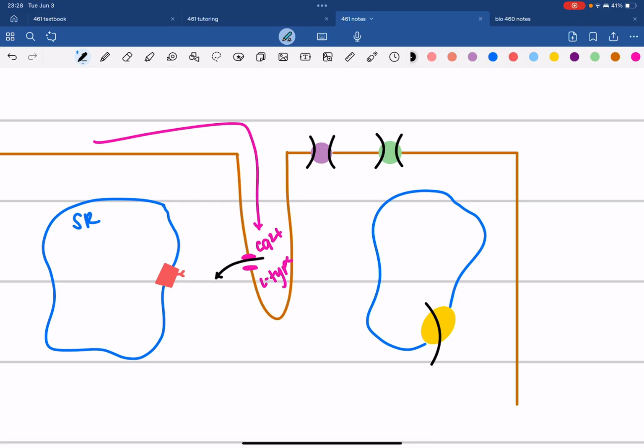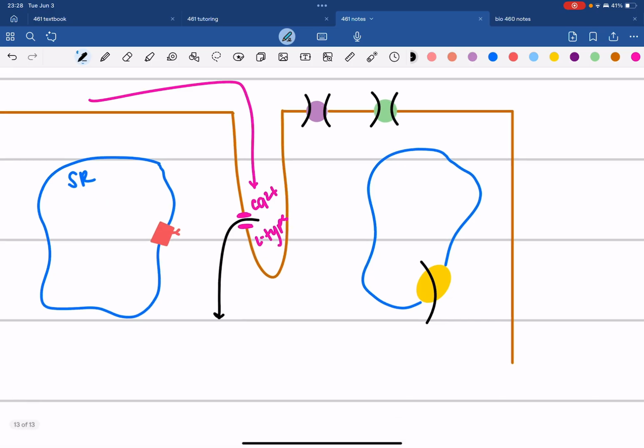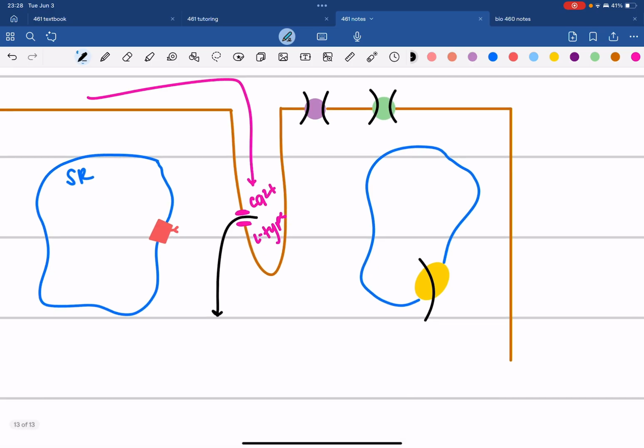Now, calcium is going to do two things. It's going to come down and start binding to its calcium binding sites on troponin, but it's also going to bind to our RyR. It's going to act as a ligand, allowing the calcium that's in the sarcoplasmic reticulum to exit. So we have calcium from two sources now. We have extracellular calcium and intracellular calcium.